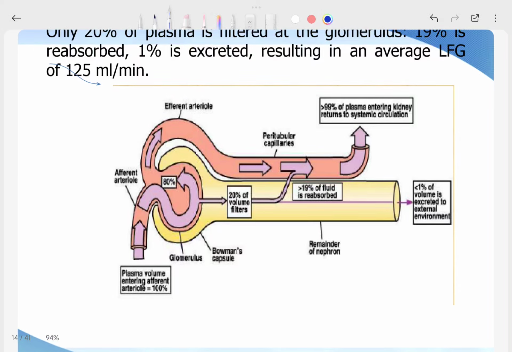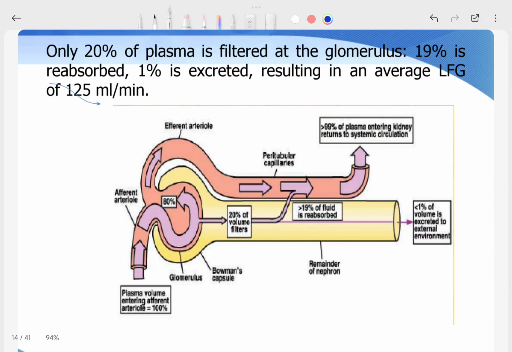Okay, go next. And then this one, only 20% of plasma is filtered at the glomerulus, and 19% is reabsorbed, and 1% is excreted and becomes the urine. So it results in an average GFR, which is 125 milliliters per minute. In the first page, if I'm not mistaken, it says 180, sorry, 80 liters per day. Well, it's the same as this, but with different units.